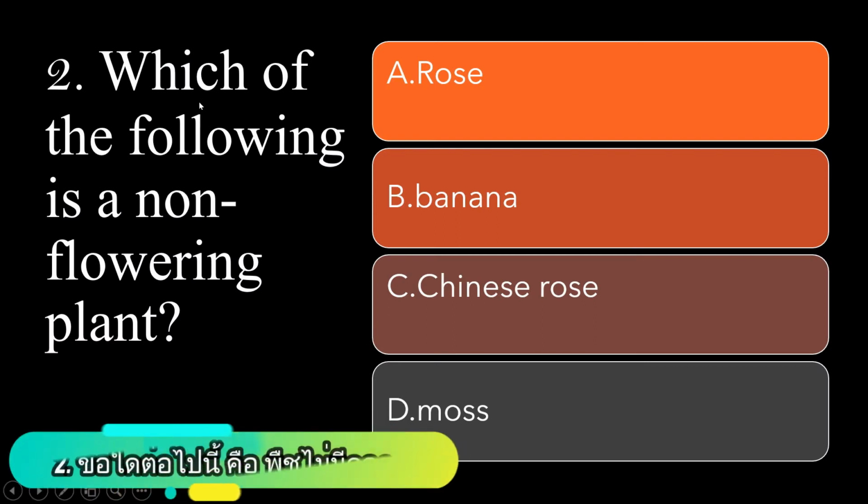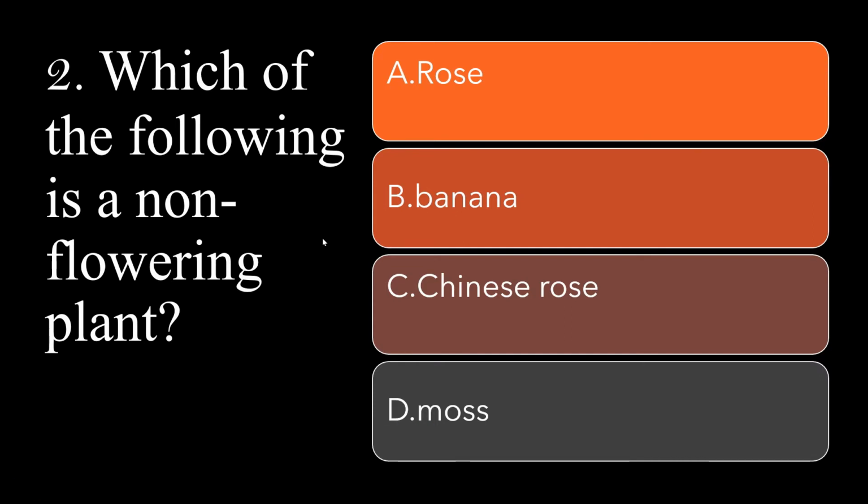2. Which of the following is a non-flowering plant? Okay, non-flowering plant means no flower. A. Rose. B. Banana. C. Chinese rose. D. Moss.